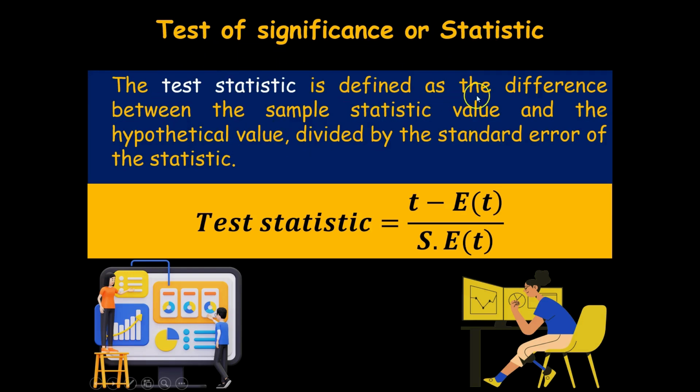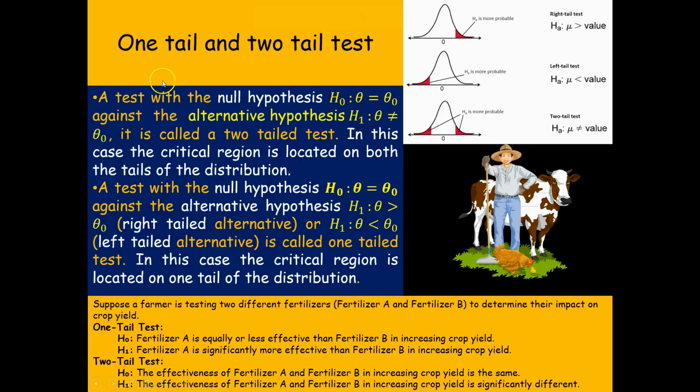The test statistic is defined as the difference between the sample statistic value and the hypothetical value divided by the standard error. We can say a traditional test of significance is nothing but the deviation of the sample mean from its population mean in terms of standard error. So we have two types of test: one is known as the one-tailed test, and the other is known as the two-tailed test.